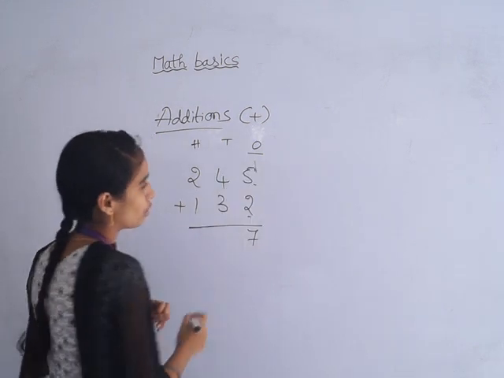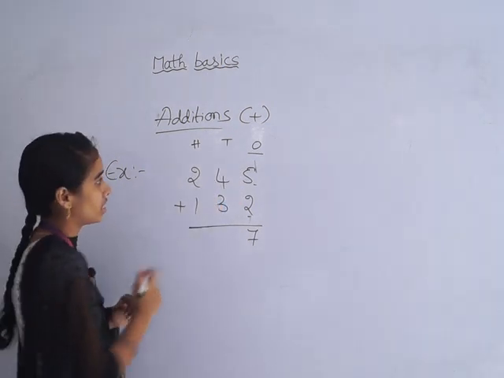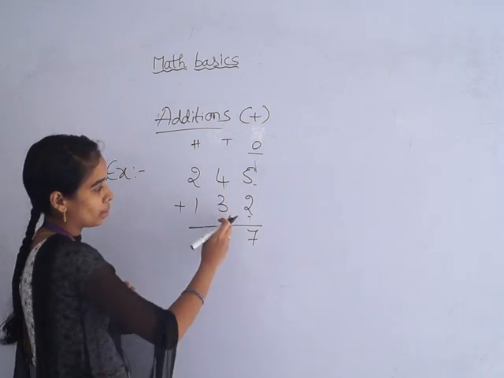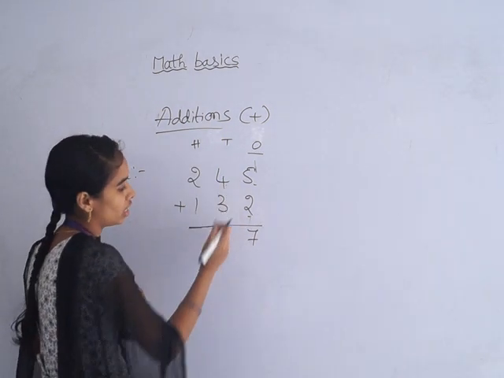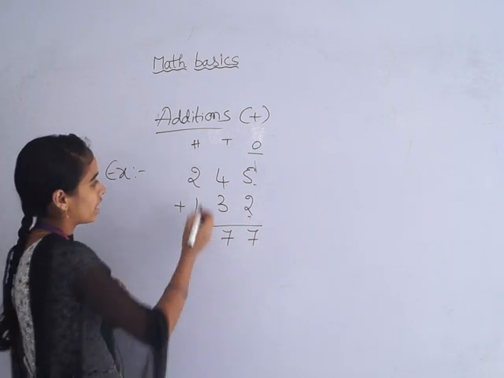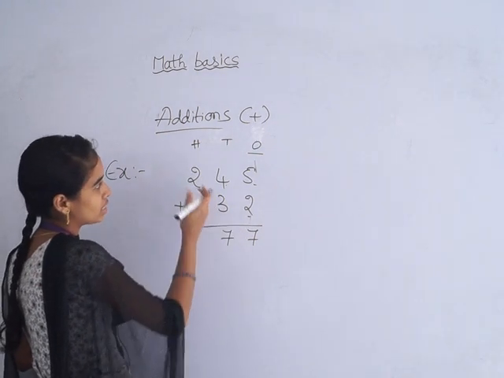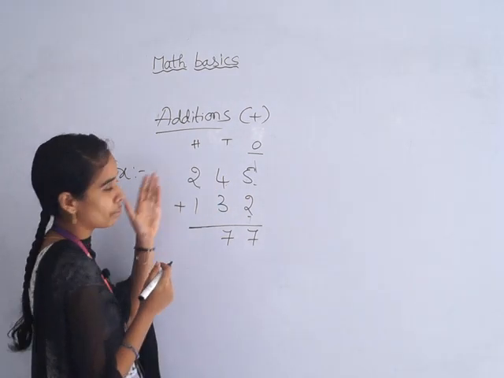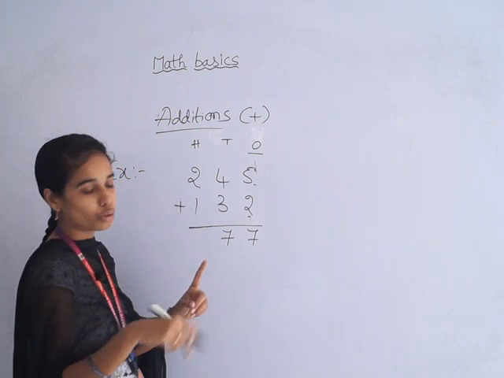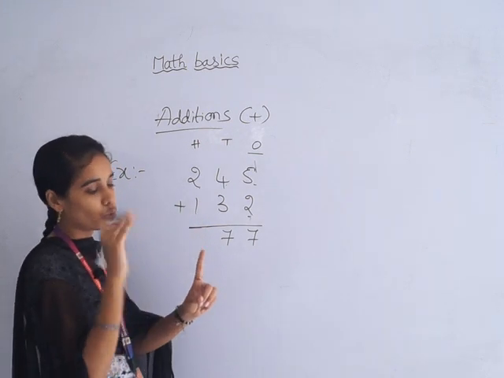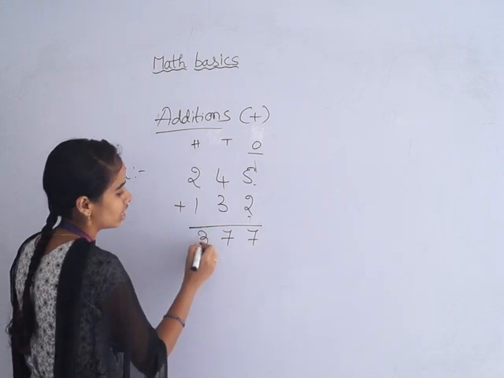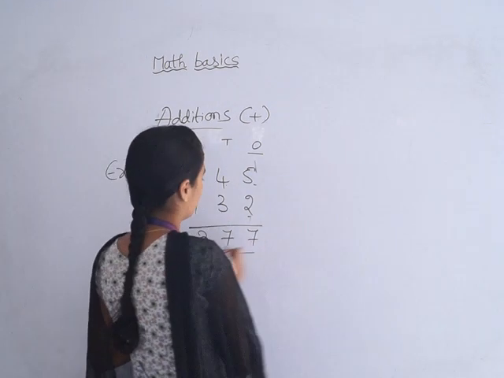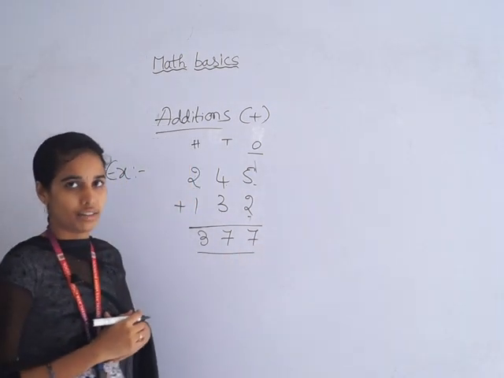Next, after completing the ones place, go to the tens place. In the tens place, which numbers are there? 4 plus 3. 4 is the big number, 3 is the small number. So 4 plus 3 equals 7. Next, after completing the tens place, the hundreds place. 2 plus 1 equals, again, big number in mind, small number in finger. Big number 2, small number 1 in finger. 2, after that 3. So the answer is 3. Like this you have to do additions without carrying. Here our total answer is 377.